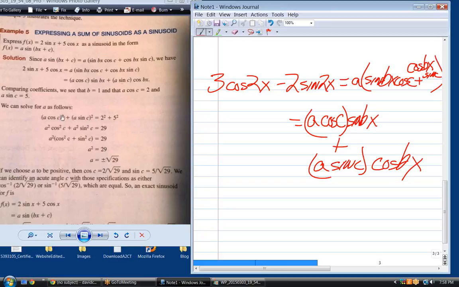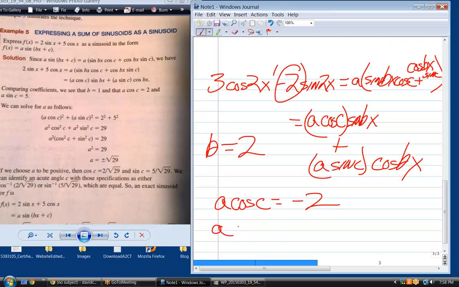How do they get this step here? Oh, because a cosine of c, they're going to square everything now. Okay. So we have b equals 1, 2. We have a cosine of c equals minus 2. And we have a sine of c equals plus 3.